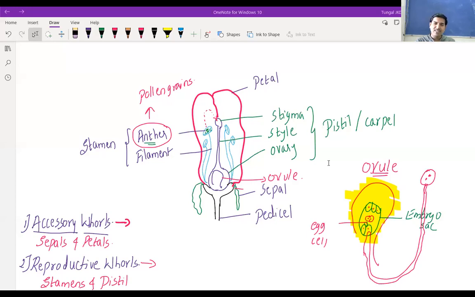Then comes the fruit and seed. Remember the definitions. Fertilized ovule forms the seed. Fertilized ovary forms the fruit. Now let me go to the next new slide.